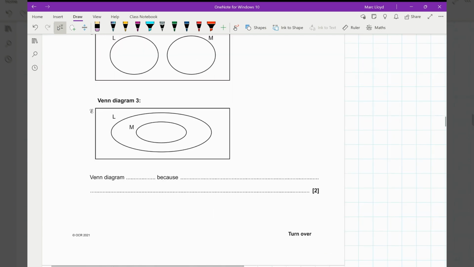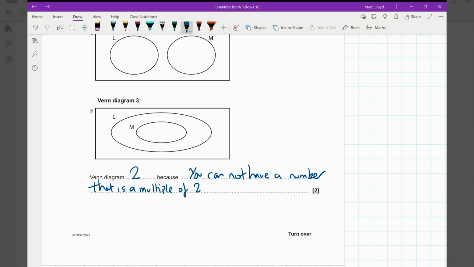And that's because you cannot have a number that is a multiple of 2 and be odd. They are mutually exclusive. There we go.